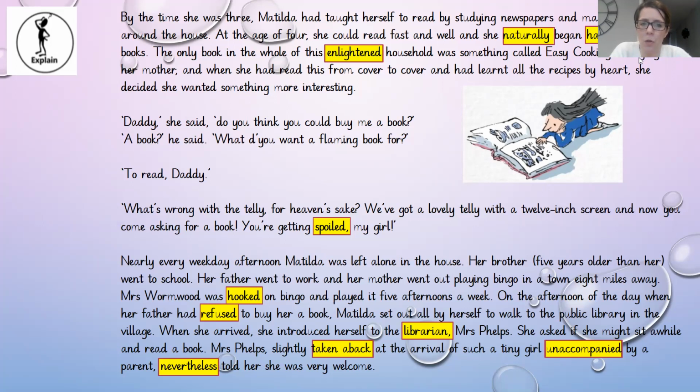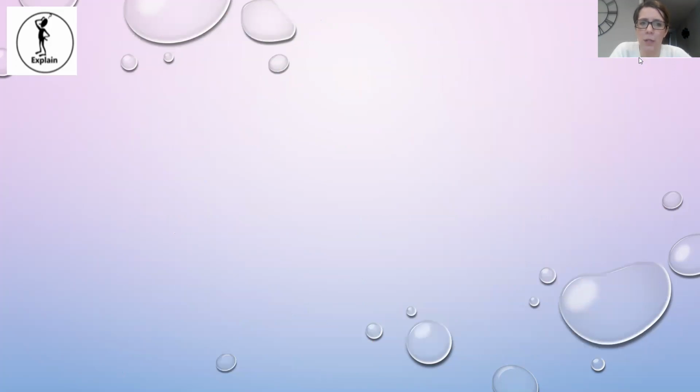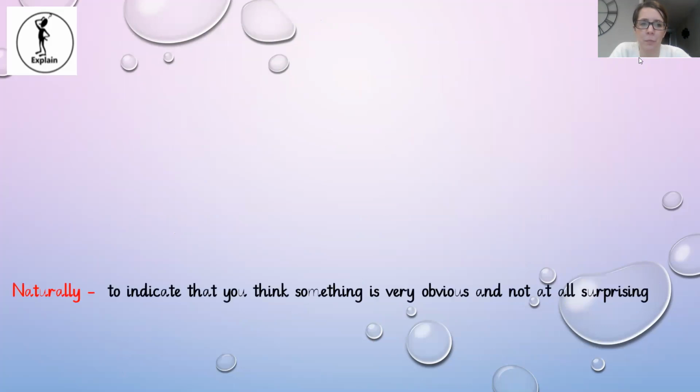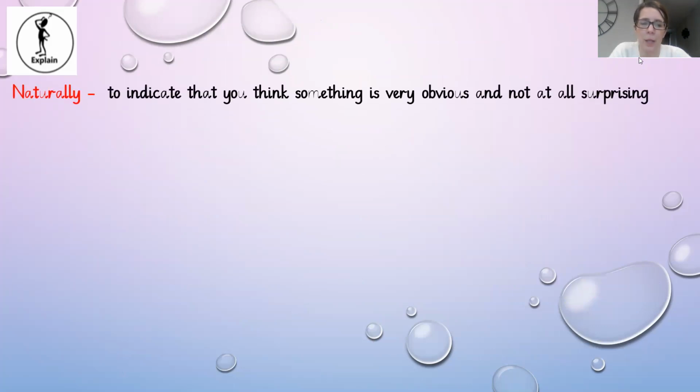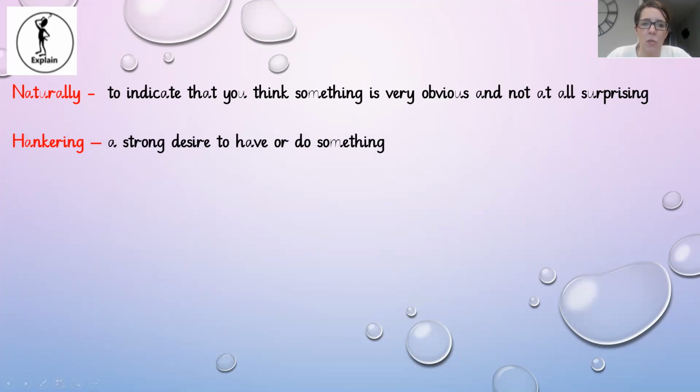So I'm going to go through the words, and if you have written some of these words down in your book, then you can see if you've got those ones right. Okay. So naturally. Naturally means to indicate that you think something is really obvious and not at all surprising. Hankering, a strong desire to have or do something. So it said in the text, she was hankering after books. She had a strong desire. She really wanted to read some more books.